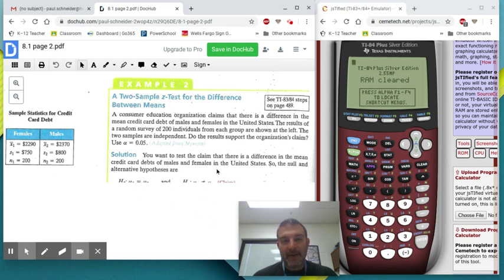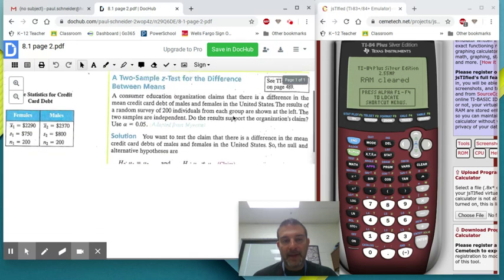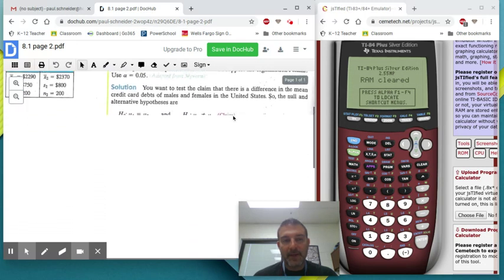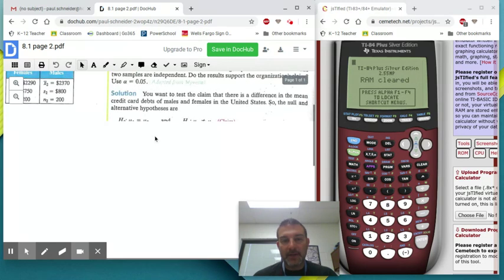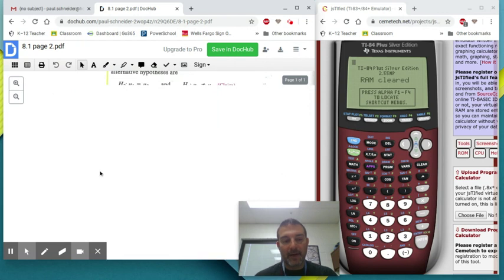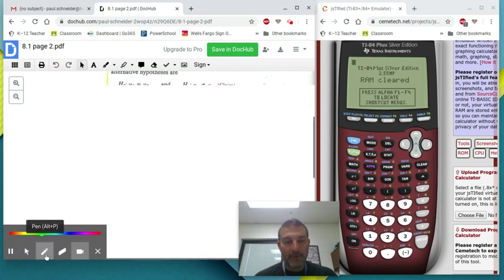I needed to have the sample data over here, so I didn't cover the first part of the solution. But step 1 for us is going to be we need to write out our null and alternative hypothesis. And it's going to look a little bit different than what we did before.